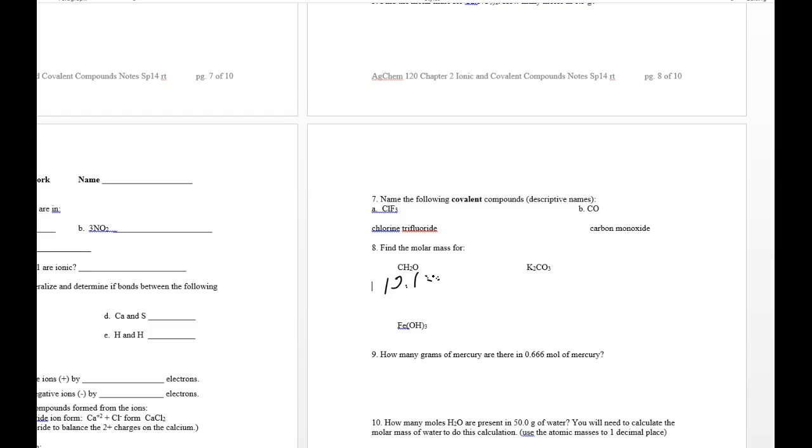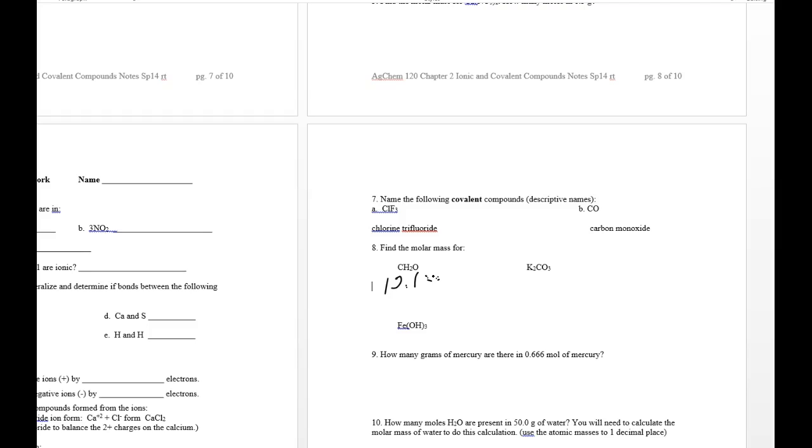12.1 for carbon. What's hydrogen? 1. Okay, so H2, we've got to multiply it by 2. So that's 2, and oxygen? 16. So we have to take 12 plus 2 plus 16. Hopefully that equals 30. Okay, so the molar mass for CH2O is 30 grams per mole. So you could do that if I asked a question like that, right? Yeah, that's higher math here.